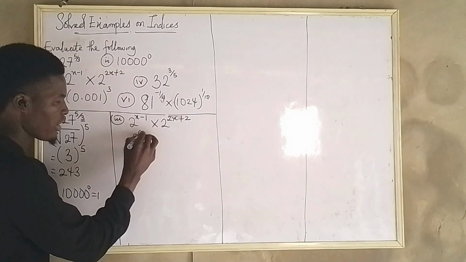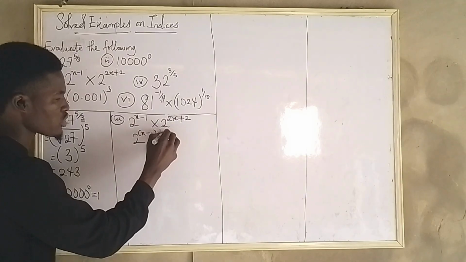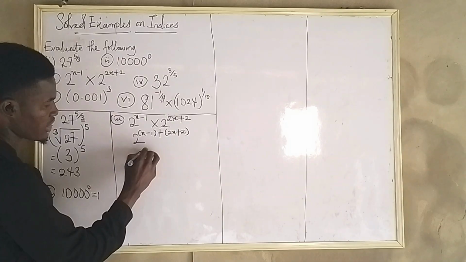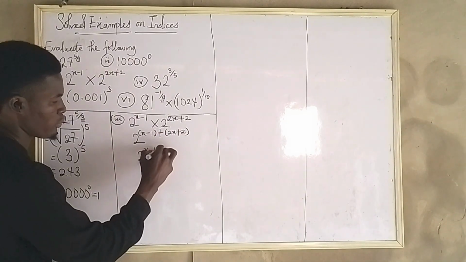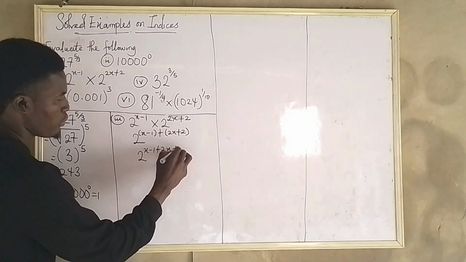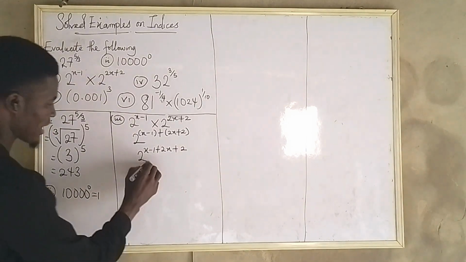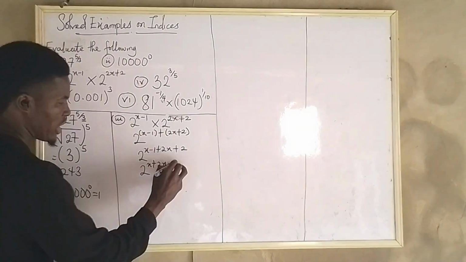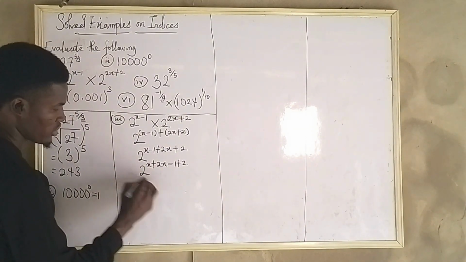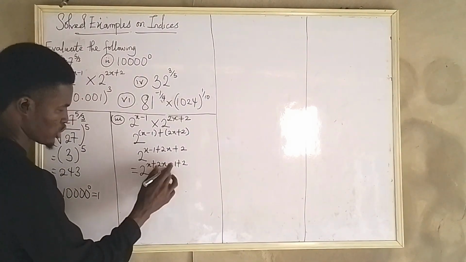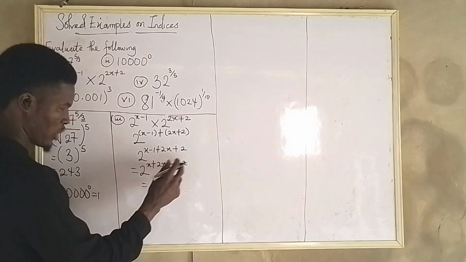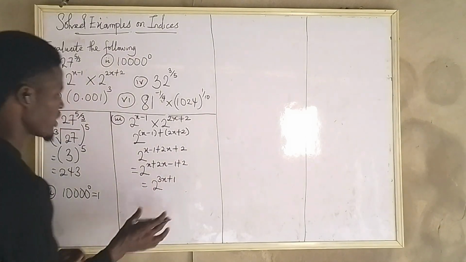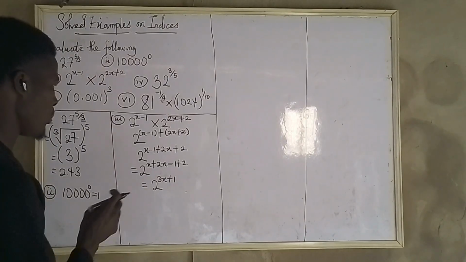So that means I'm going to have x minus 1 plus 2x plus 2, and that will be 2 raised to power x minus 1 plus 2x plus 2. I see that now. So collecting like terms, I'm going to have 2 raised to power x plus 2x, minus 1 plus 2. And that will give me 2 raised to power x plus 2x, which gives 3x, and minus 1 plus 2 gives plus 1. So the answer for our question now is 2 raised to power 3x plus 1.